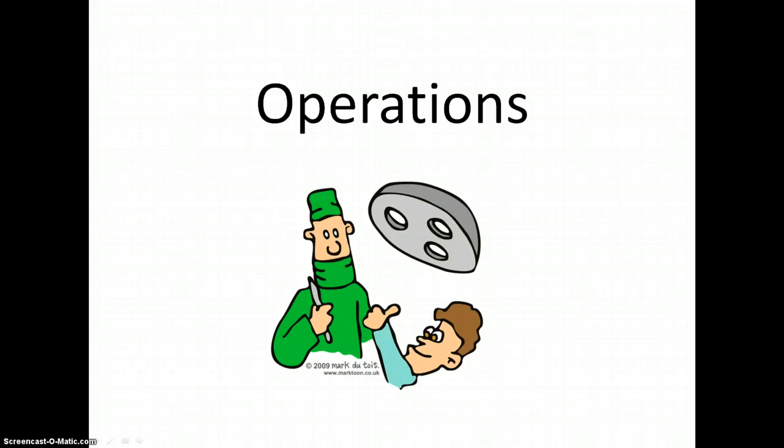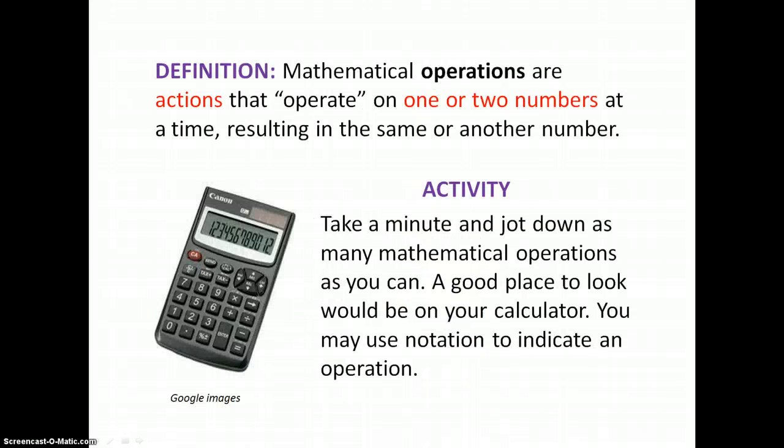This lesson is going to be on operations. A mathematical operation is an action that operates on one or two numbers at a time and results in the same number or another number. So take a minute right now, sit down, take a piece of paper, and jot down as many mathematical operations as you can. You might start looking on your calculator pad, and you may use notation to indicate the operations that you list. Take a minute and do this now.